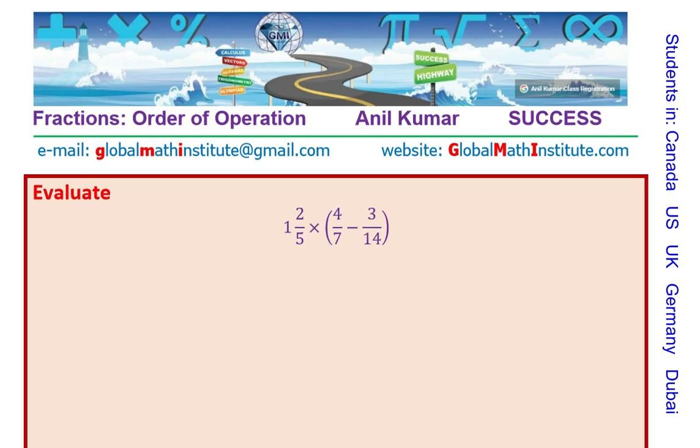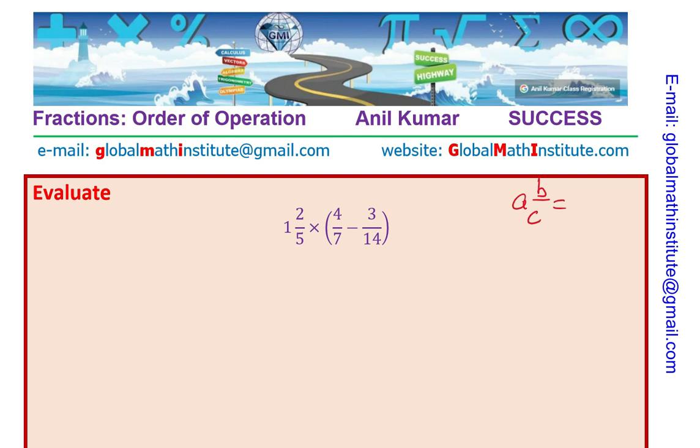Now, here is the next question, question number 5. Now we are working with mixed numbers. So we got 1, 2 over 5. Suppose I have A, B over C, then what do you have to do? Multiply A with C and add B, right? A times C plus B over C. That is how you have to convert. So let's redo this. So we have 1, 2 over 5 times, within the bracket, 4 over 7 minus 3 over 14.